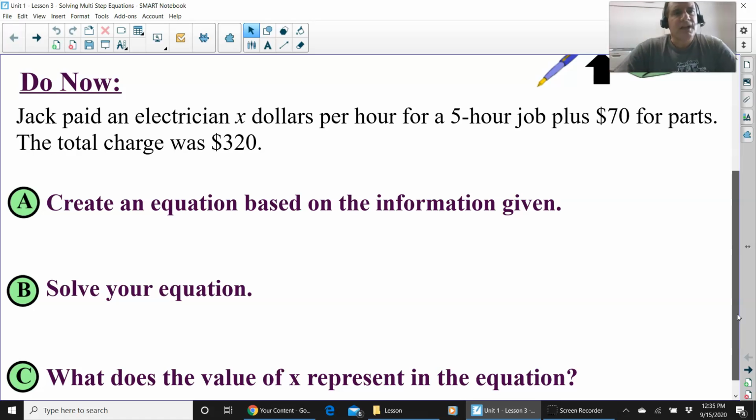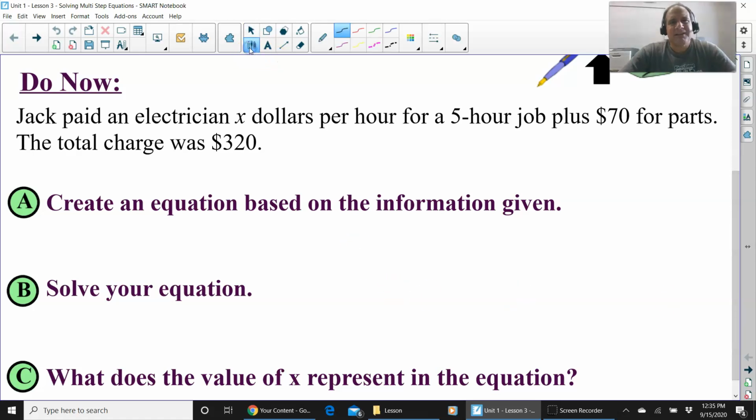So Jack paid an electrician, and the way I like to do this is to underline the important bits of information. So obviously it's X dollars. They paid an electrician X dollars per hour. So it's a 5-hour job, and it's $70 for parts. It's the plus that is right there. That's important. And the total charge was $320.